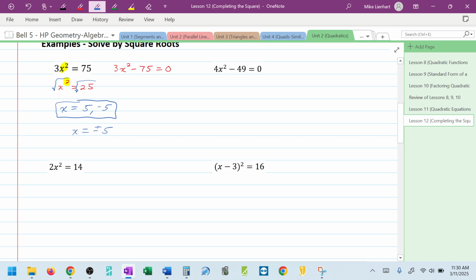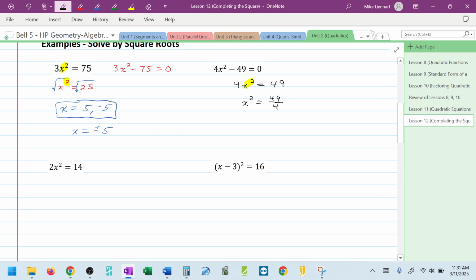So let's look at the second equation. I notice there's no b. Immediately I say I want to solve by square roots. The first thing I'm going to do here is add 49. So 4x squared equals 49. And then I still don't have this x squared piece by itself, so I'm going to divide both sides by 4. And I get x squared is equal to 49 over 4.